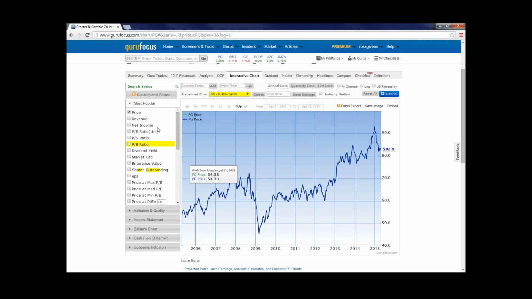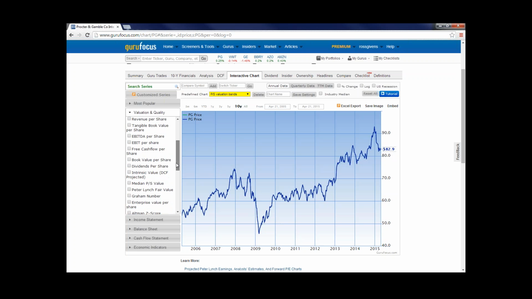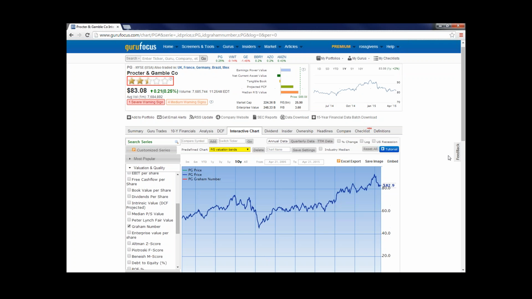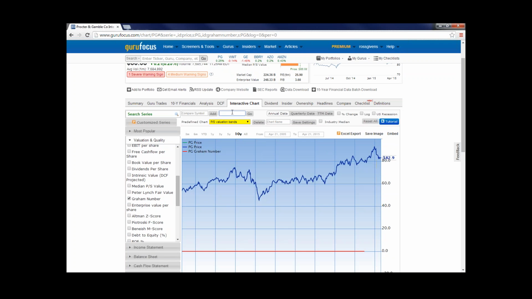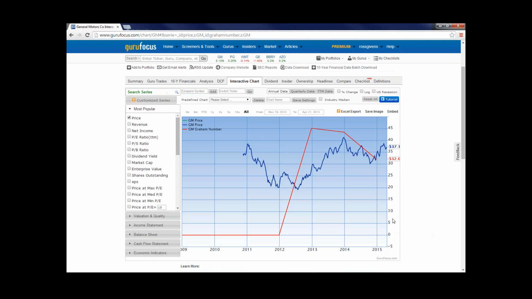Intrinsic value using the Ben Graham formula. Let's see if that's in here. Here it is. Under valuation and quality, there is a Graham number. And apparently for Procter & Gamble, that number is 0. Let's look at another stock. Let's look at General Motors. And there it is. So what this is going to do, Craig, is give you that Graham number, which is based on Graham's formula, his intrinsic value figure for that stock. So really, really nice little feature there.